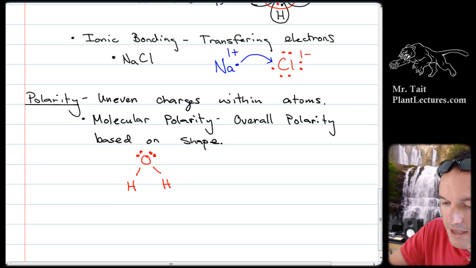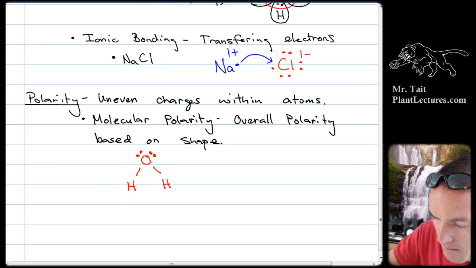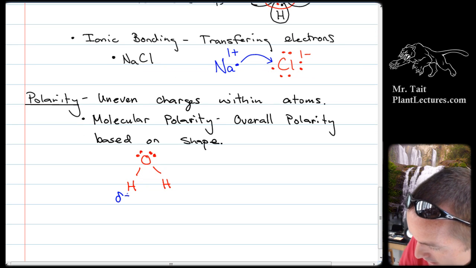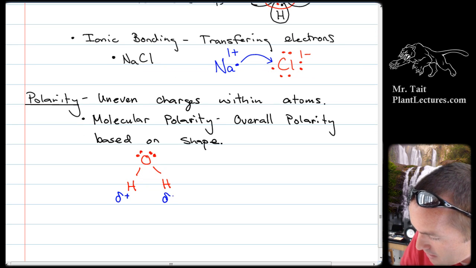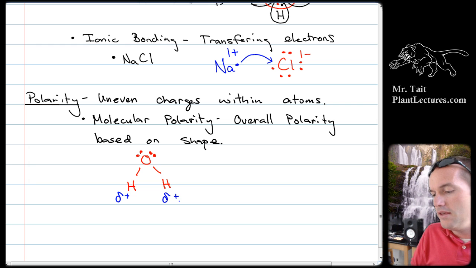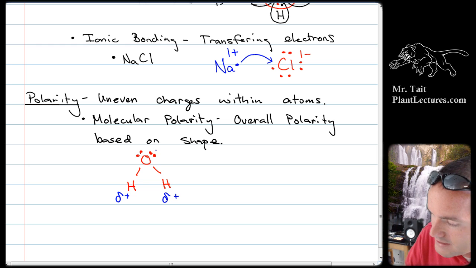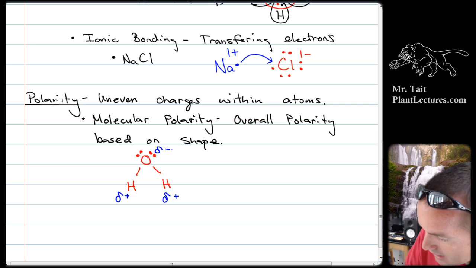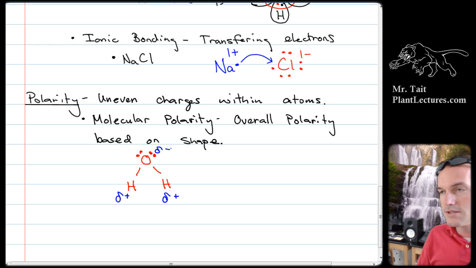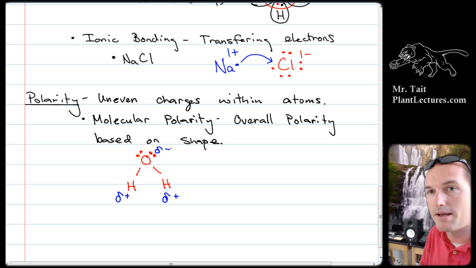And so we would say that this is going to be partially positive, and this is partially positive. The thing that I've drawn there is the lowercase delta. It's a D with a tail on it, or an 8th note. And then this top is going to be partially negative. So the top of a water molecule, the oxygen portion, is partially negative, whereas the hydrogen portion is partially positive.